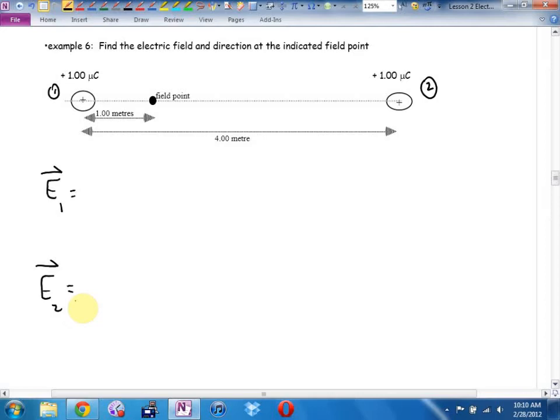Okay. Which equation am I going to use for electric field? Well, the electric field right there is being caused by charge 1. This is your planet. I'm going to use kq1 over r1 squared. What was k? Yeah, that's one of the easier constants to remember. 9 times 10 to the 9th. Q1 is 1 microcoulomb. That's 1 times 10 to the negative 6.